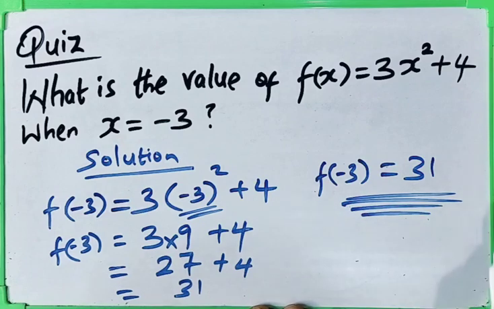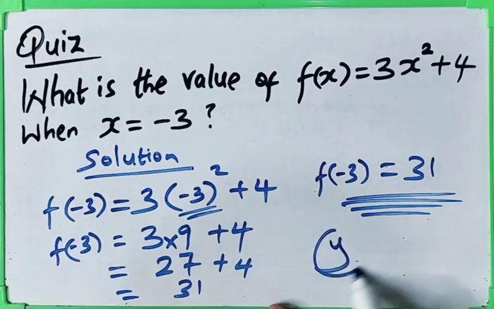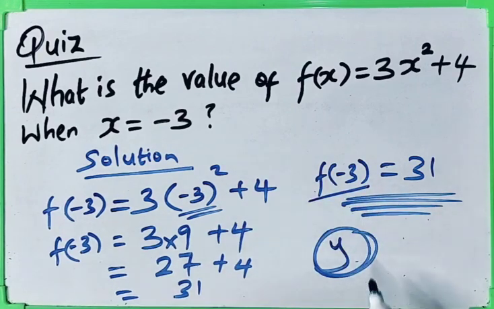And I have just indicated that you can get the input as a positive or a negative input. What you only do is substitute the input in the function rule and get the output. This output can also be called the value of y. The f of negative 3 can be called the value of y, or the output.